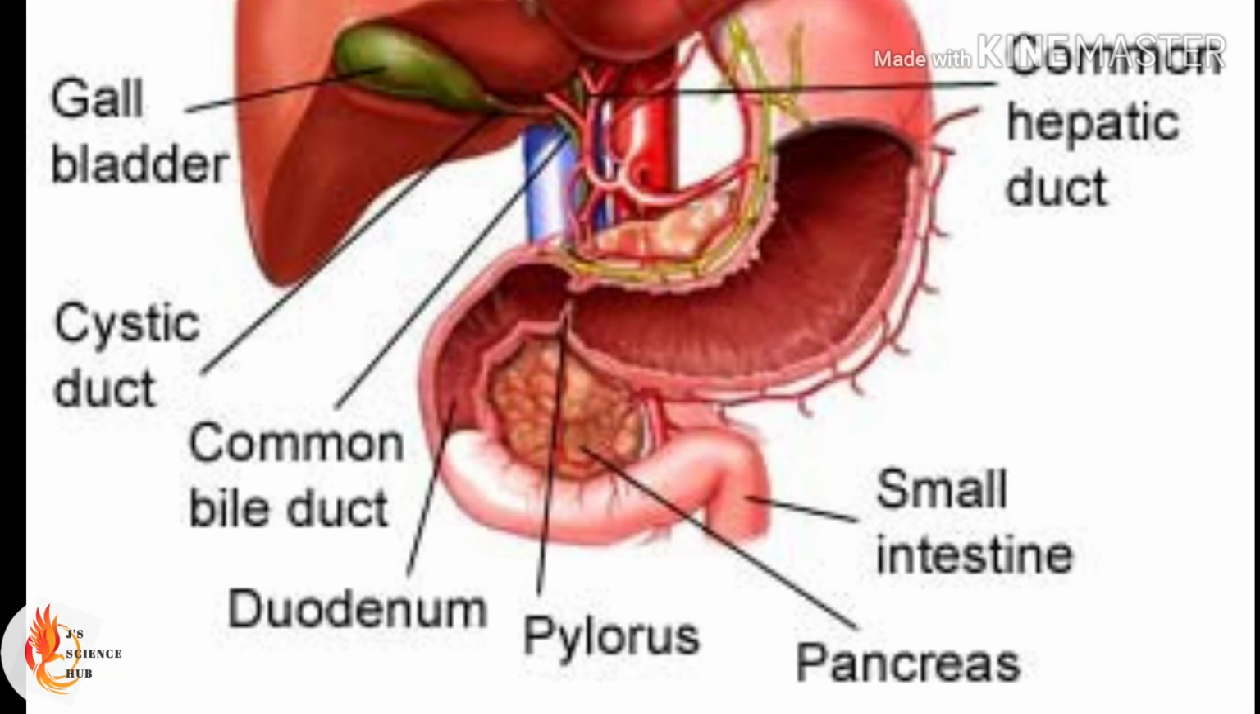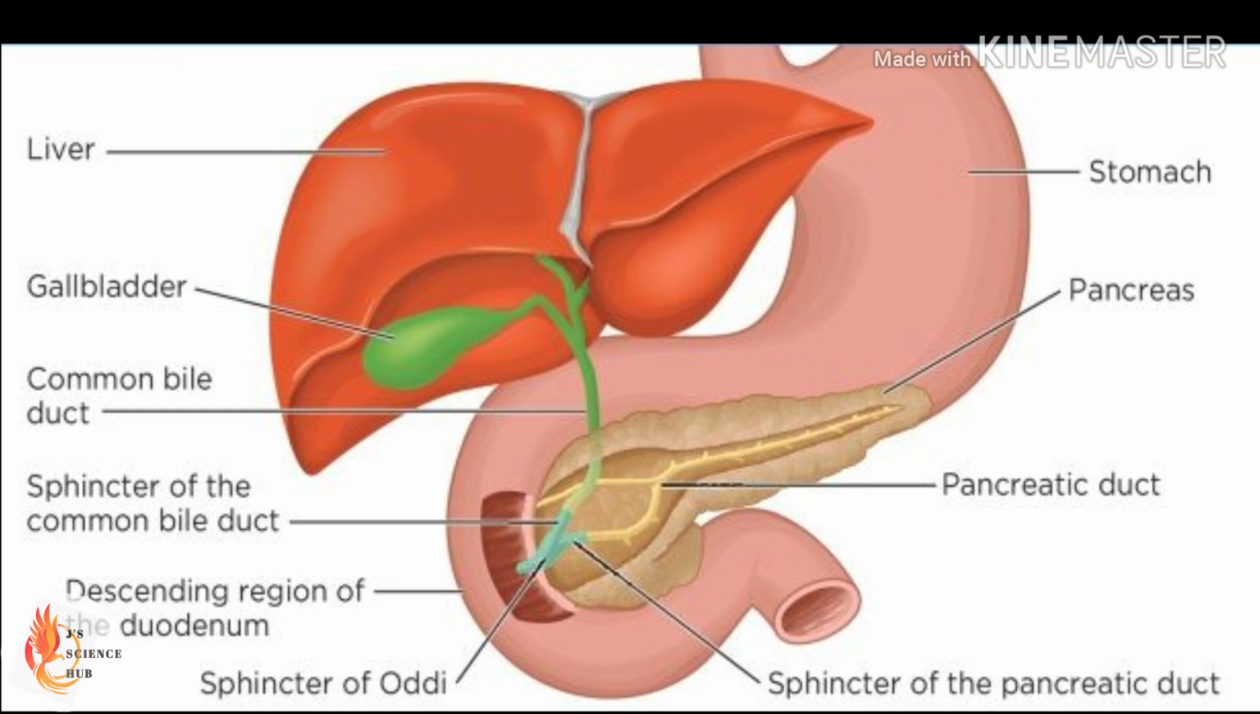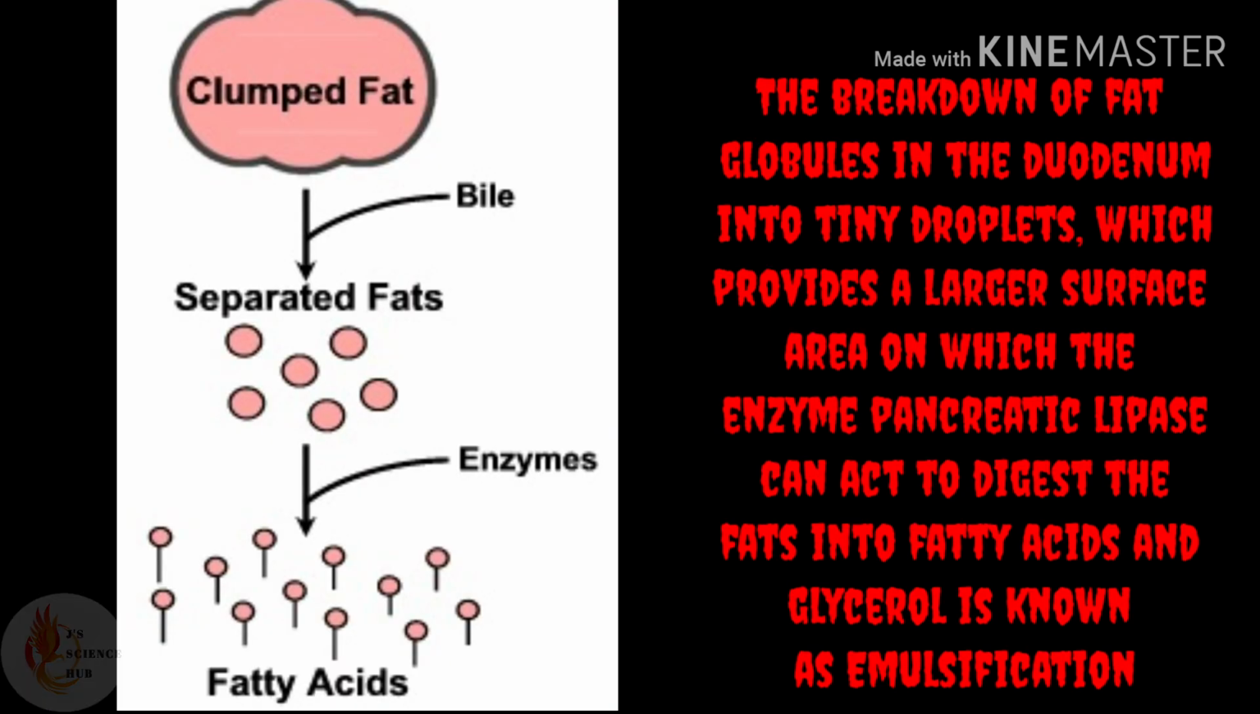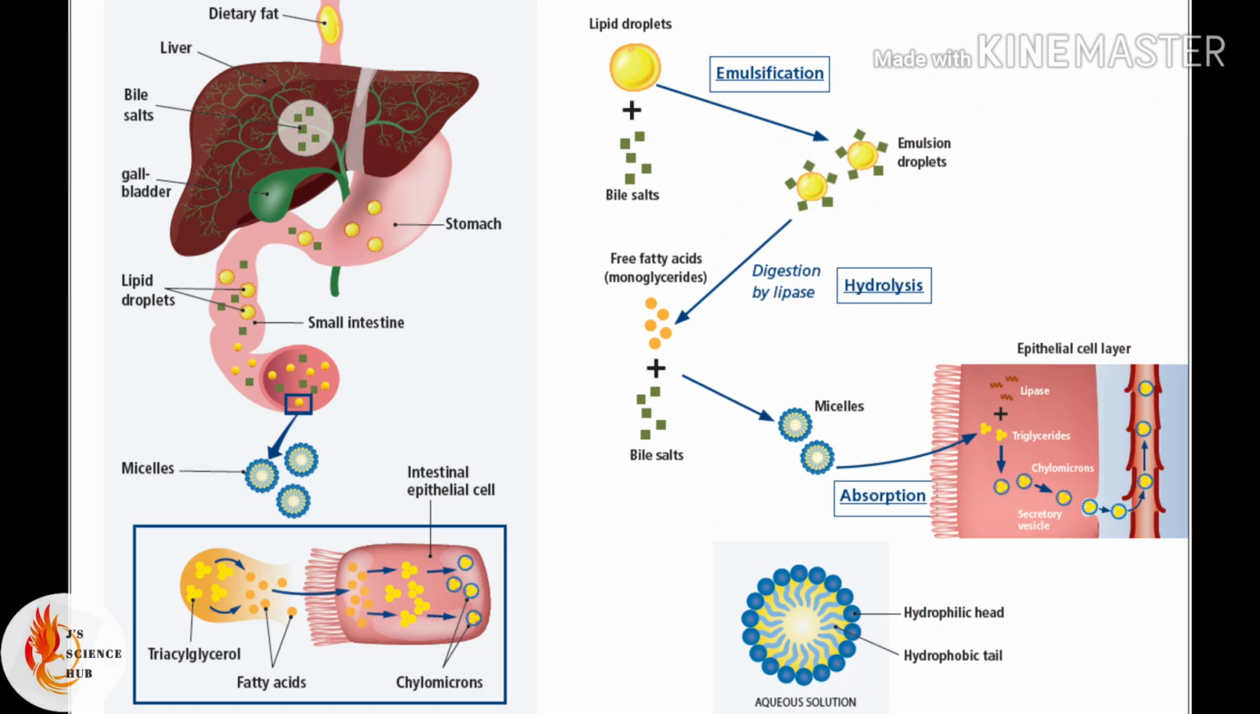So now you have to understand that intestinal juice, pancreatic juice and bile mix together with the food in the duodenum. When they mix, the bile breaks the lipids down into small droplets. This process is known as emulsification. So now the lipids, which are larger molecules, are turned into small droplets, right? So it increases the surface area for the action of enzymes.